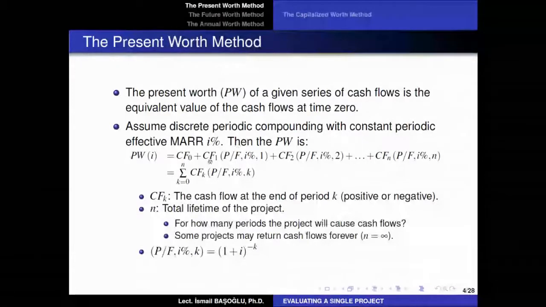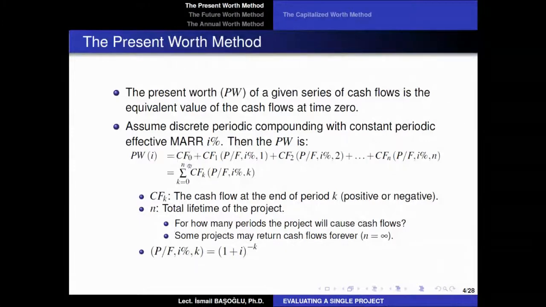Now, let's just say the initial cash flow is cash flow zero, which is usually negative. Plus, let's just say at the end of the first period, we have a cash flow 1. It can be either positive or negative, depending on the costs and the revenues at that time point. We are going to discount that end of period 1 cash flow by the single payment present worth factor P over F, multiplying it with the single payment present worth factor under i% interest rate, which is our periodic effective minimum attractive rate of return for one period.